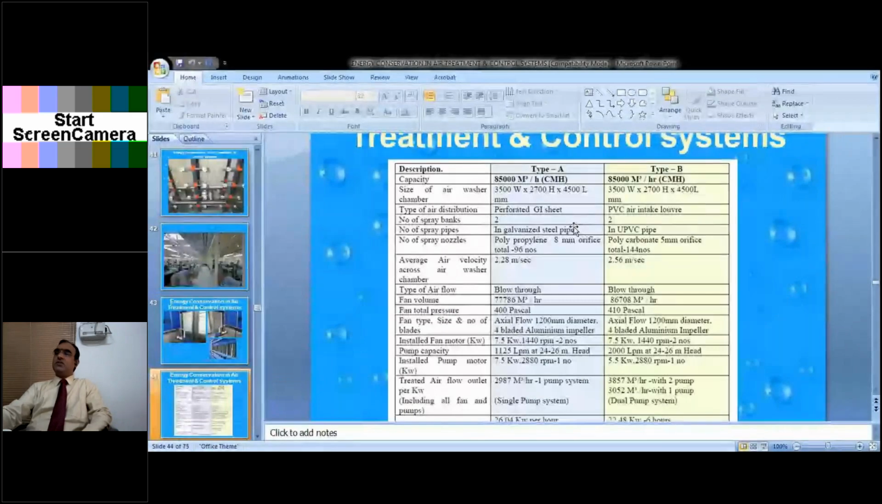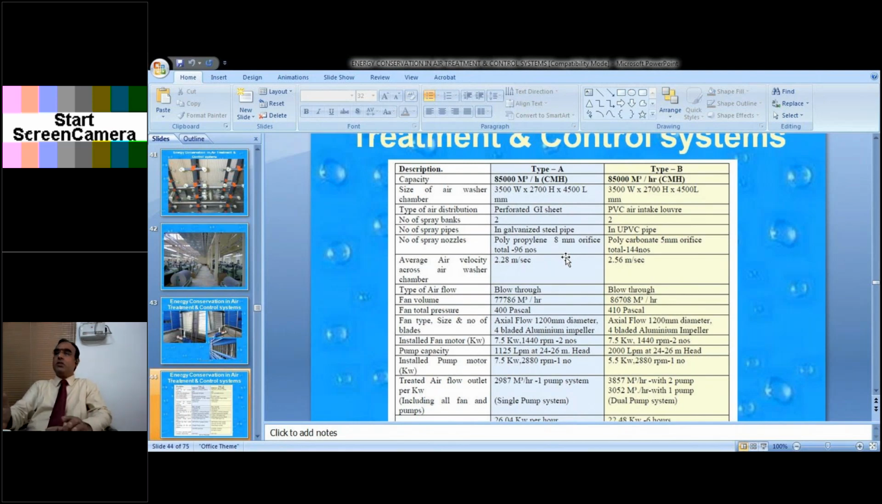And the number of spray banks was 2. In the old system, there was galvanized steel pipe. You know very well, with steel pipe a lot of corrosion happens, as well as sediments in the pipe. So we changed it to UPVC pipe, and a nozzle arrangement was there.